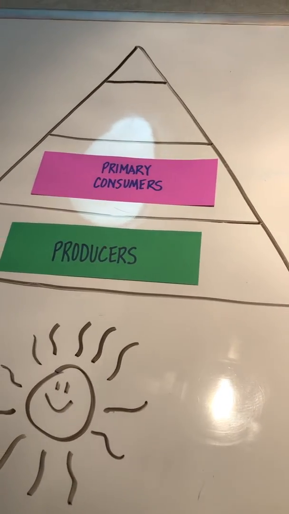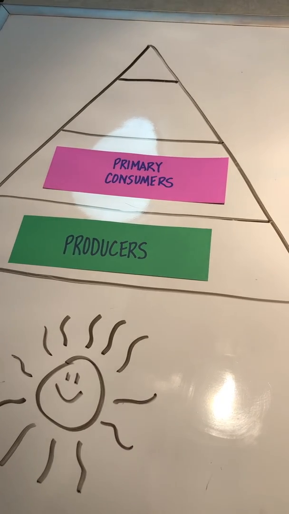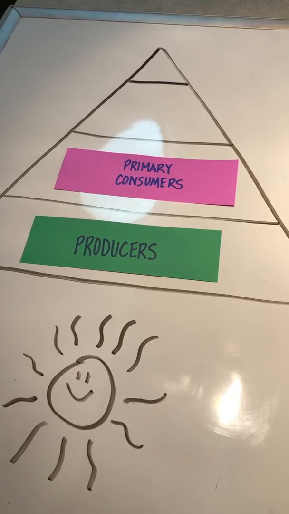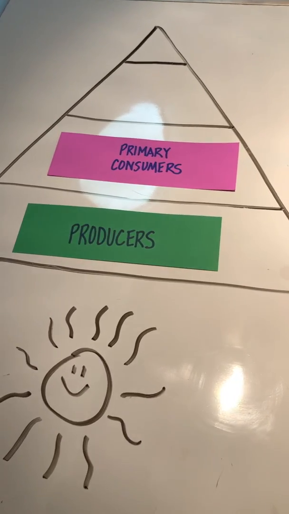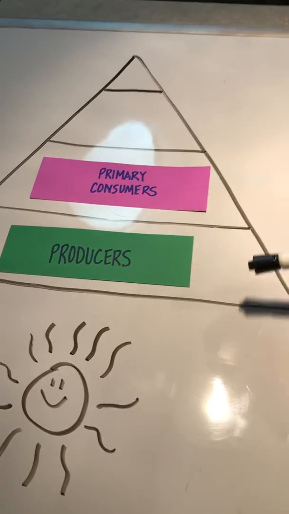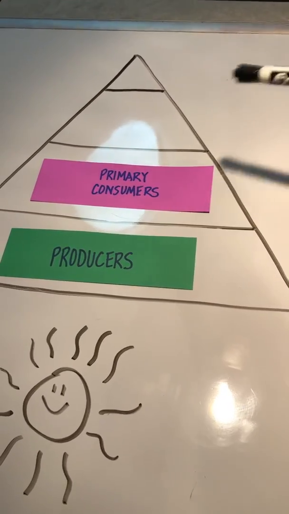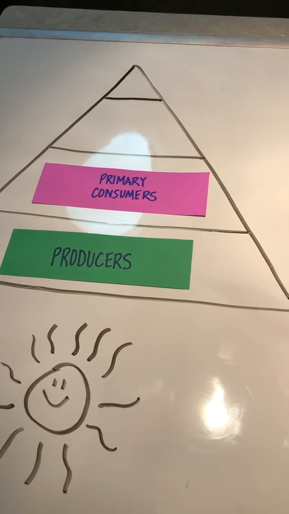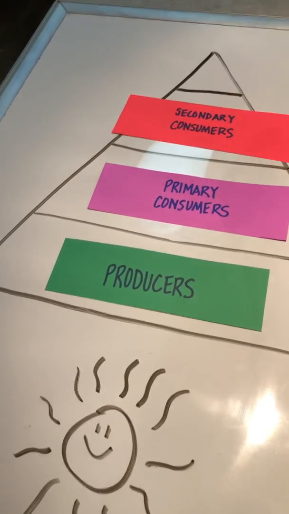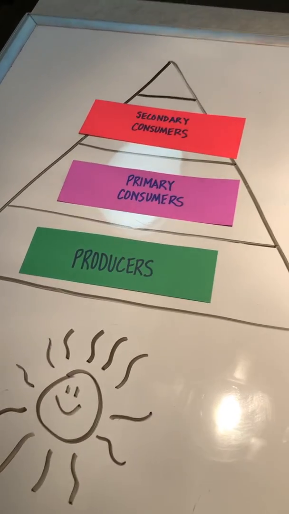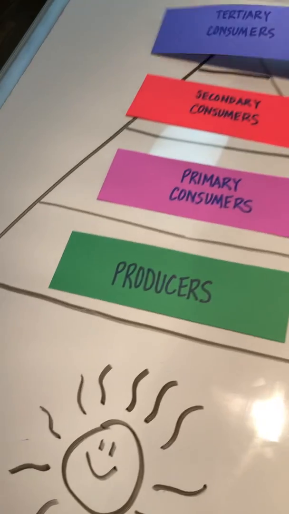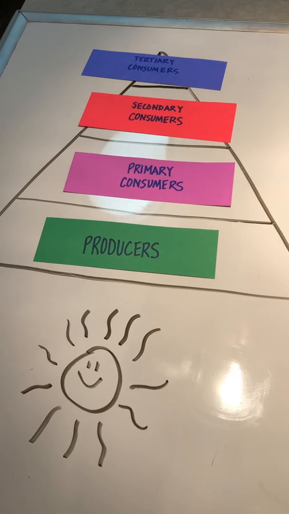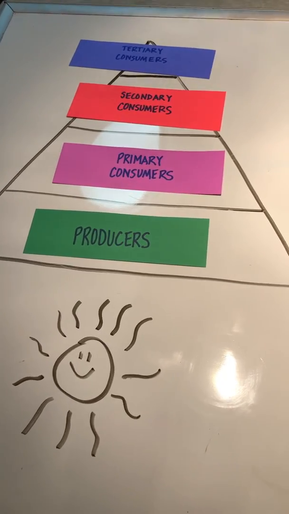But one thing we have to keep in mind is that it's not a 100% transfer. There is a net loss in energy in the form of heat. That's why the pyramid is shaped the way it is, because it shows the available energy to transfer to the next level. So there is a loss. The primary consumers then get eaten by the secondary consumers, and then the secondary consumers can get eaten by the tertiary consumers.